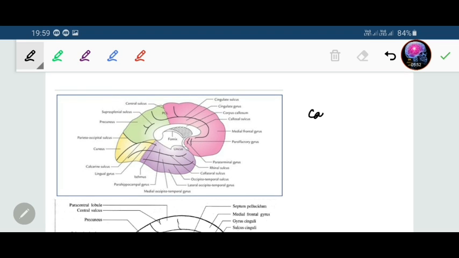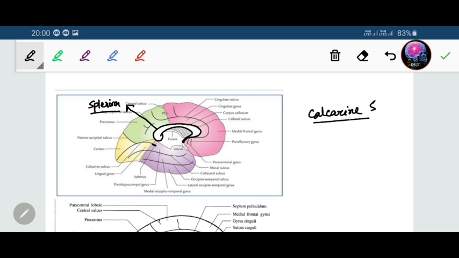The calcarine sulcus is present mainly on the medial surface of the cerebral hemispheres. It begins as a deep fissure a little below the posterior end of the corpus callosum. This is the corpus callosum. The cut section of the corpus callosum that is seen on the medial surface is C-shaped. This is the posterior end of corpus callosum or splenium.